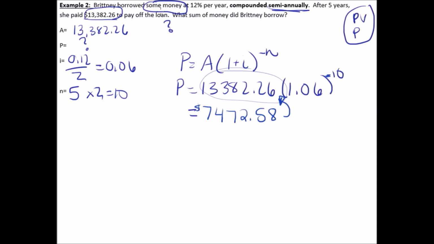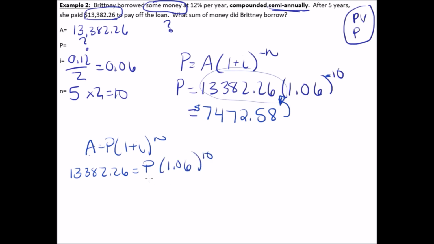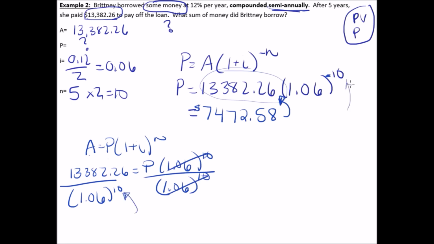I won't complete this portion of it, but if we did want to use the other formula, we would just have to sub in the amount where the A is, solve for the P, 1.06 to the 10, and then divide both sides by 1.06 to the 10. Some students like this one better because they're not really comfortable with that negative 10. All that means is we're dividing by this much, because that's in the denominator. Okay, and that's it.